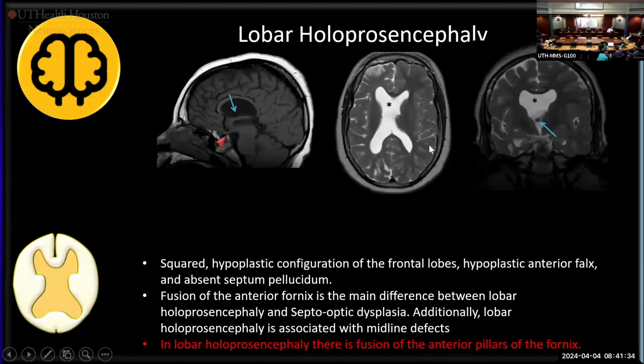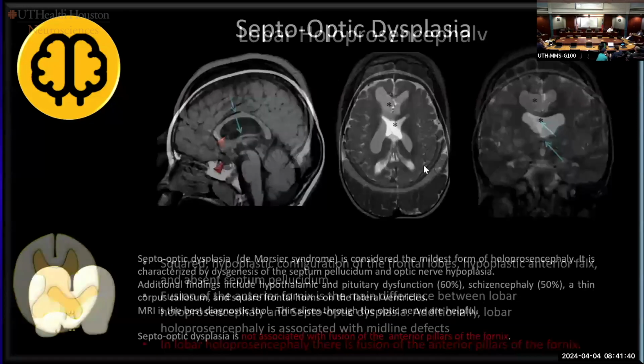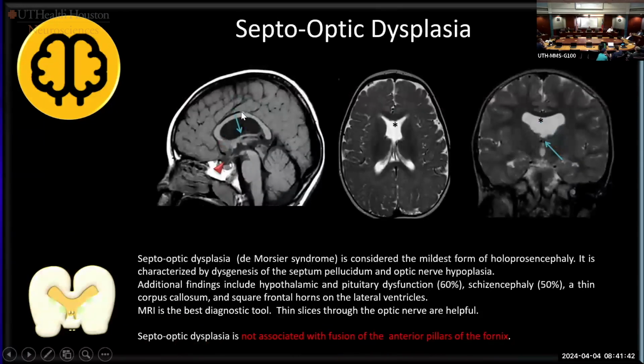And why is it important to know if it's fused or not? Because there's another disease that looks very similar to this one that is very different, which is this one. See, this looks so similar. I'm going to put them side by side. There's no septum pellucidum, but the fornix is not split.